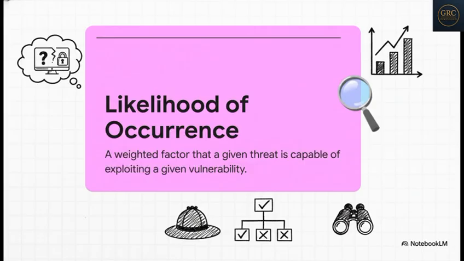Now we get to likelihood. This is where we have to put on our detective hats and ask, okay, how probable is it really that this specific threat is going to take advantage of that specific vulnerability? Is a phishing attack likely to work if your team has never been trained on what to look for? Probably. Is a server likely to fail if the hardware is brand new? Not so much. It's all about judging the odds.